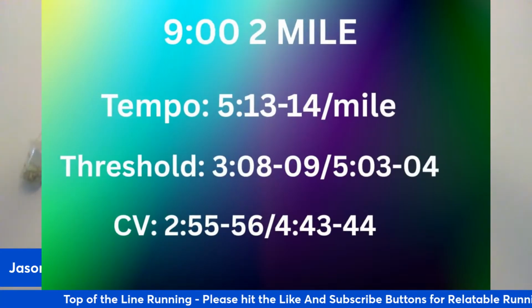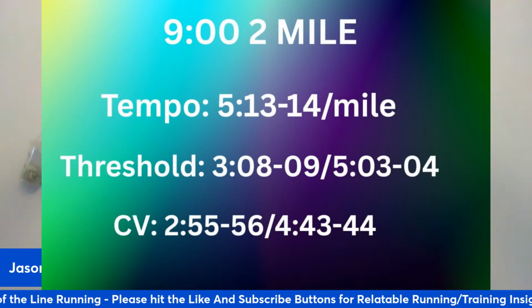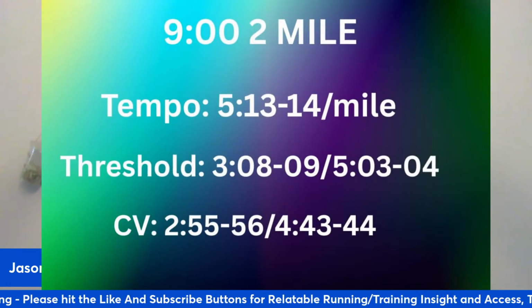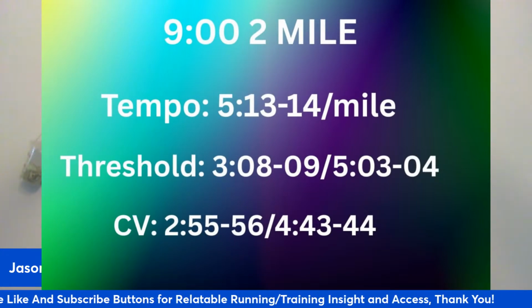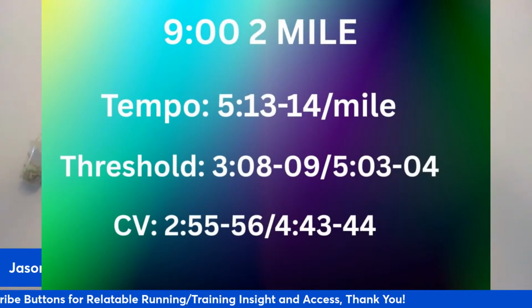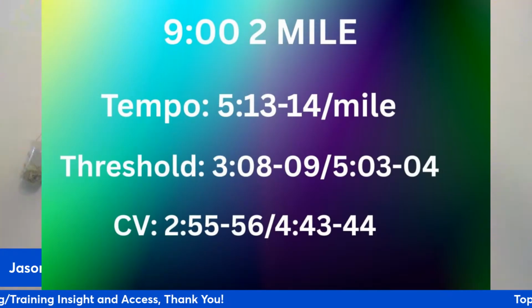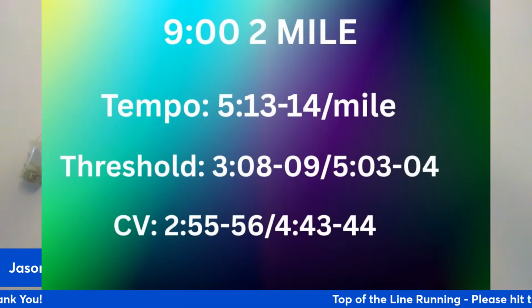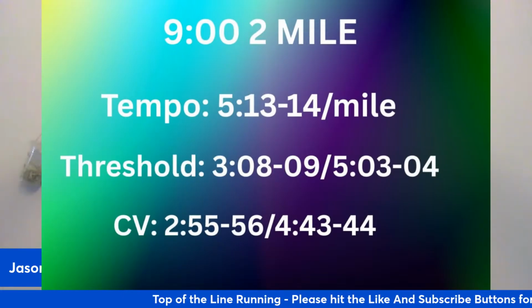And lastly, 9-minute 2 mile, which is 4:30 per mile. Okay, tempo run, 5:13 to 5:14 per mile, just around 45 seconds slower per mile than what you're averaging for the 2 mile. Okay, threshold reps, 3:08 to 3:09, which is essentially just over 5-minute pace, and then 5:03 to 5:04 per mile. All these associated with 1-minute recovery.